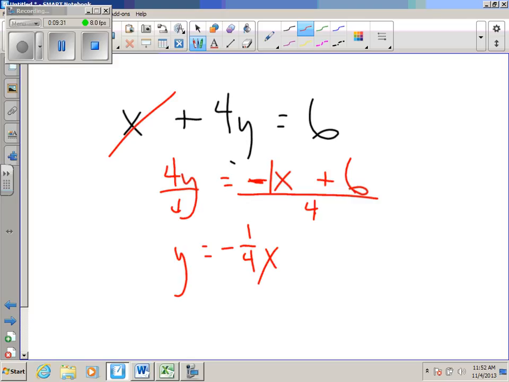Now a 6 and a 4. Divisible by anything? Can I divide by 2? Both even? Plus 3/2. 3/2 is equal to 1 and 1.5. So your slope is what? Your y-intercept is what, Mark? Yep.